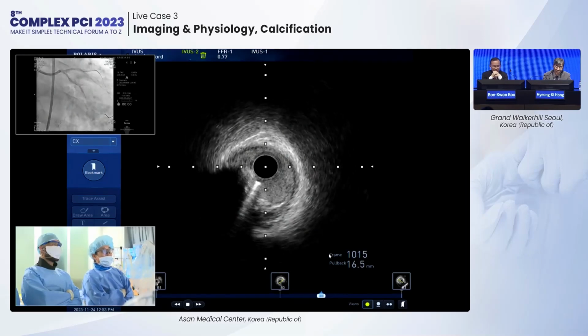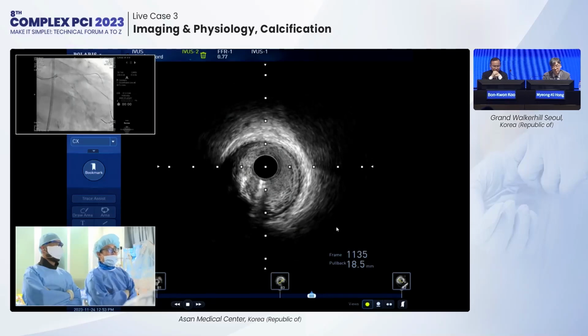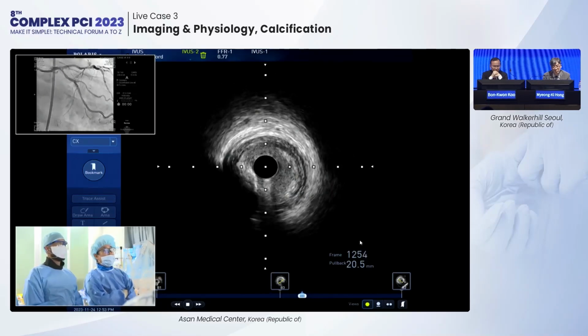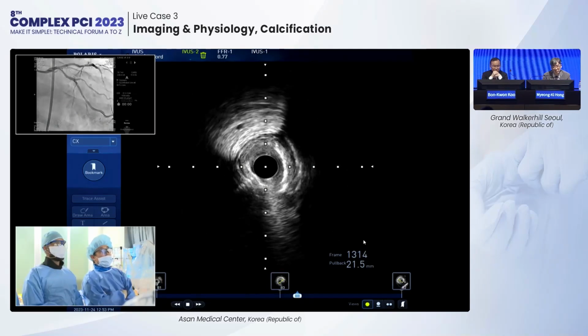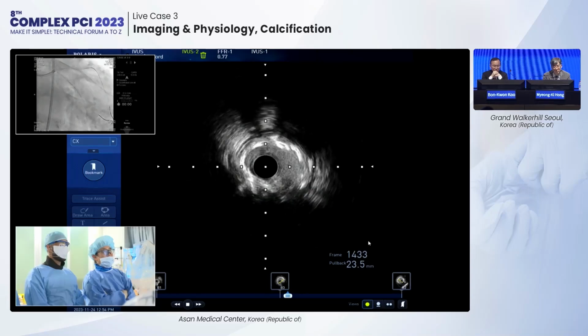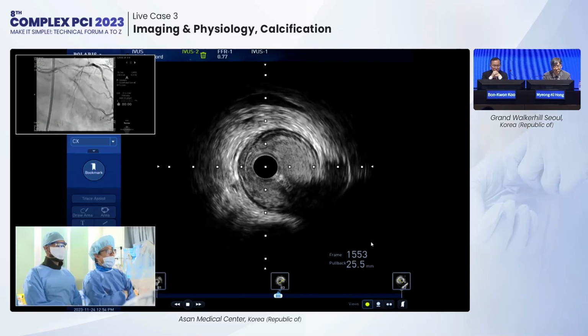This is the distal SVG. It is the narrowest part, and we did the aggressive pre-dilation using a 2.75 NC balloon. This is the narrowest part of the distal SVG. The calcium was broken down and expanded well.